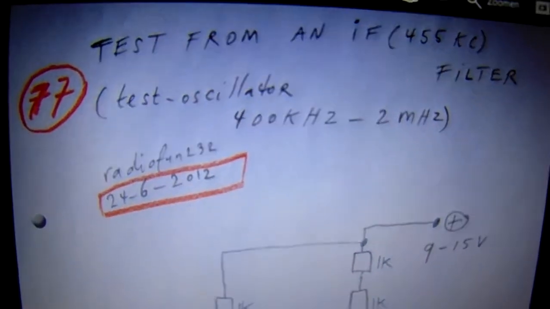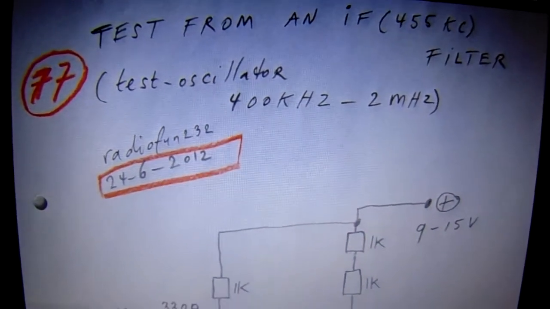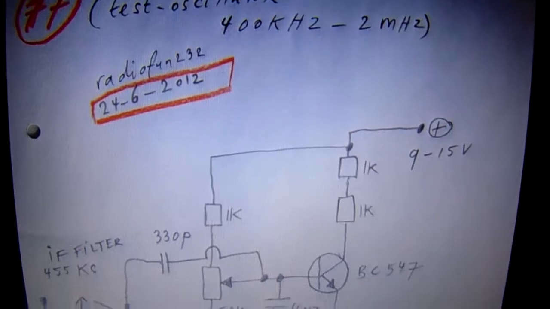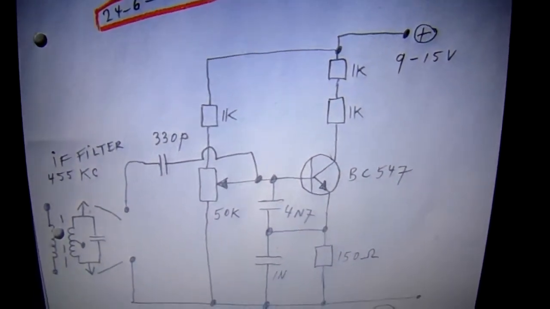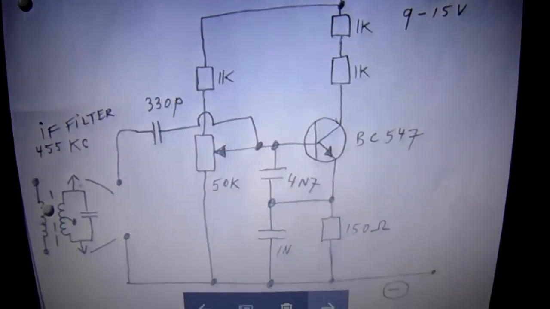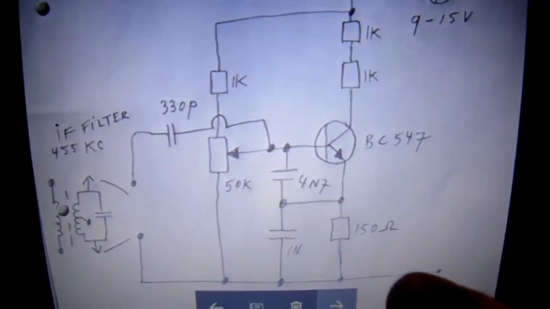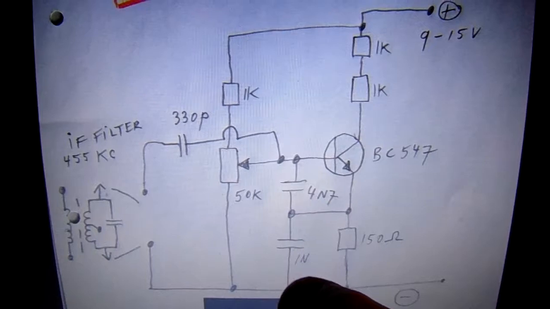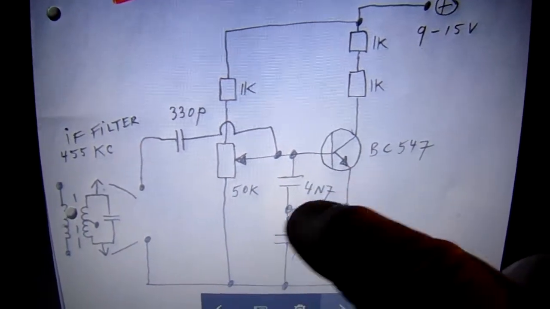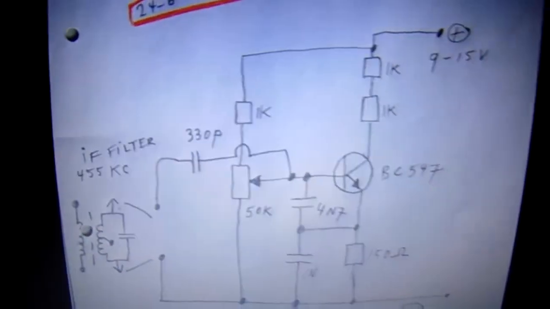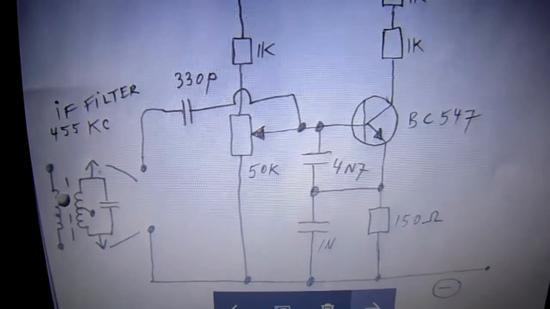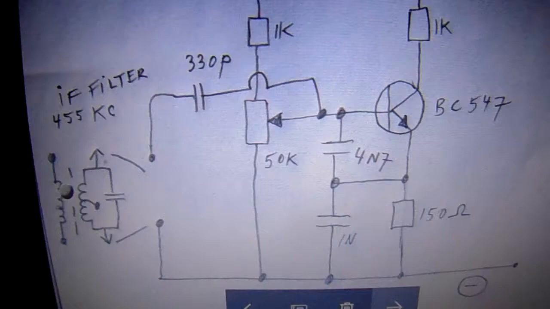An oscillator circuit to test the 455 kilohertz filter unit. These capacitors are crucial for oscillating and also the working point here, set with the potentiometer.